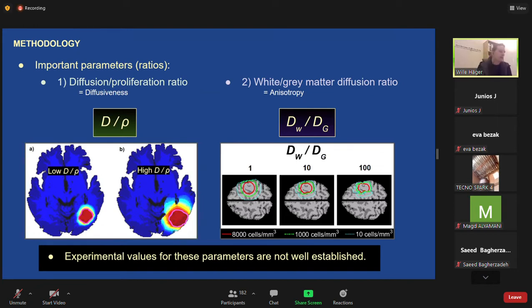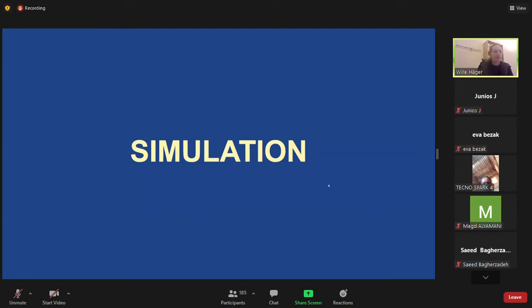Clear consensus, perhaps because GBMs have an intrinsic variability in how they grow. Anyway, we tried to do this systematically, so we looked at the actual values that have been reported, and we tried all of them. So we have our model, we have our parameters. It's time to simulate some tumors.